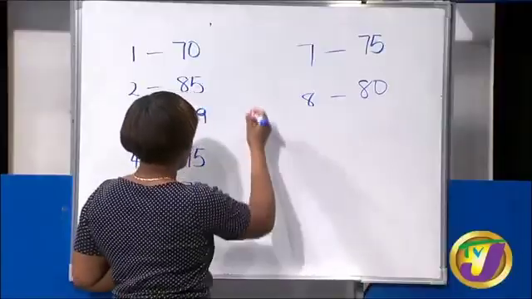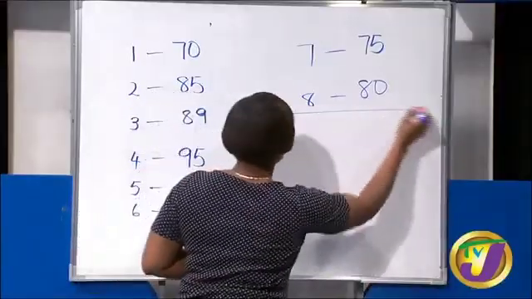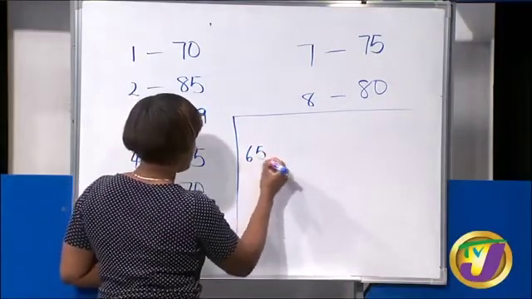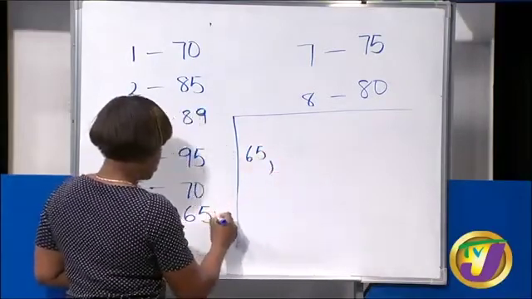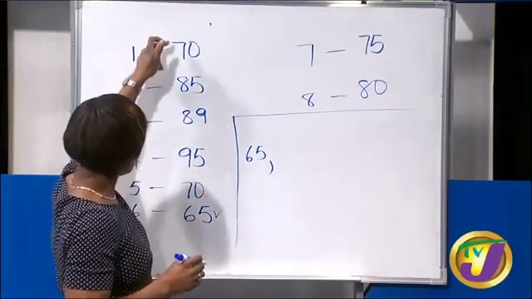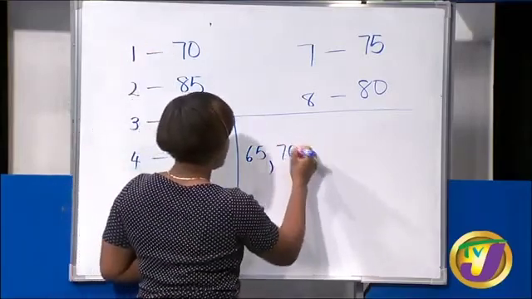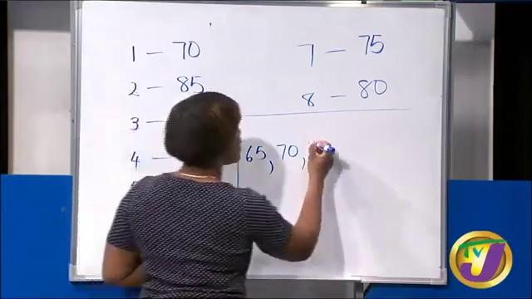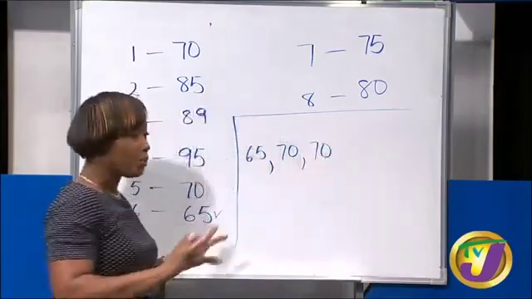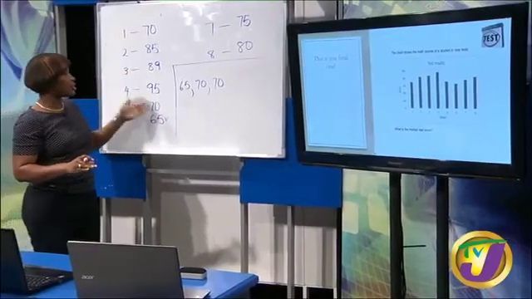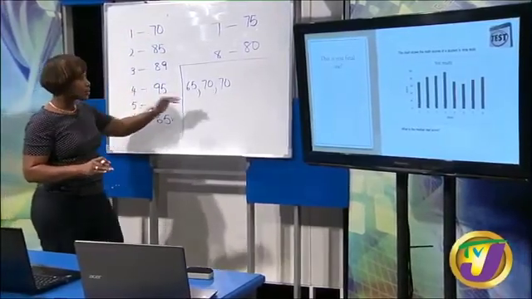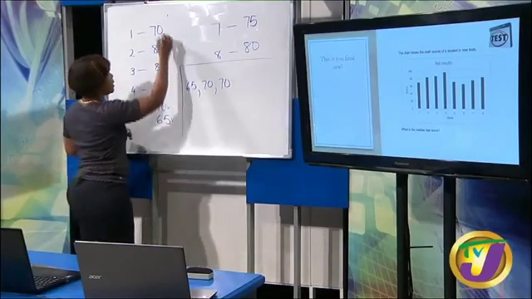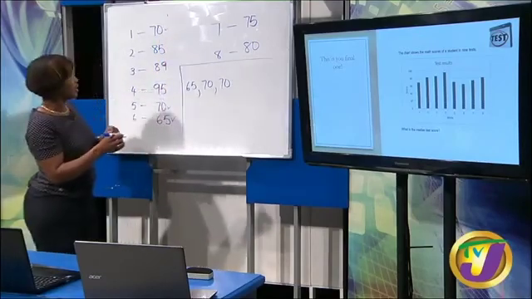65. I like to partition my board, so I'm going to put it here. So we have 65, and I like to make sure I don't repeat myself. So 70 is the next one. We have two 70s, so we have to make note of all pieces of data. I can't leave it out, although it is repeated. I must account for all pieces of data when I'm looking at them. So I'm going to take out my 70. What comes after 70? 80.